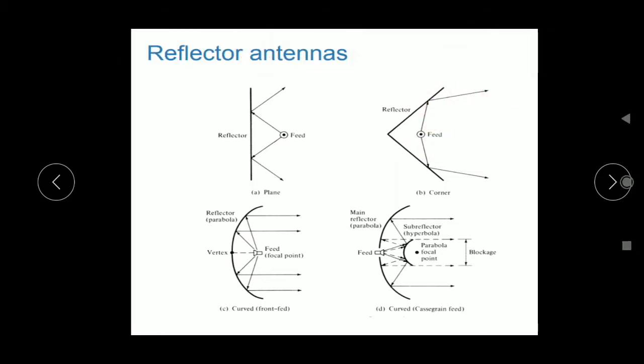And second is the curved front feed, which is called the parabolic reflector. The middle part is the vertex, and the feed is located at the focal point of the parabolic structure. And third, this is the Cassegrain feed. This portion we will also discuss in the next topics.